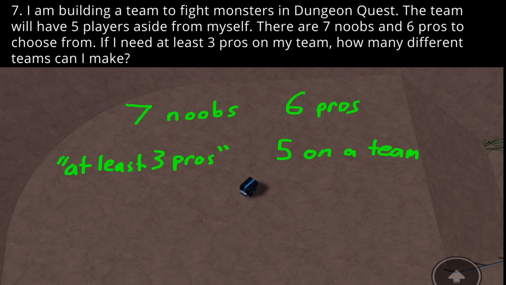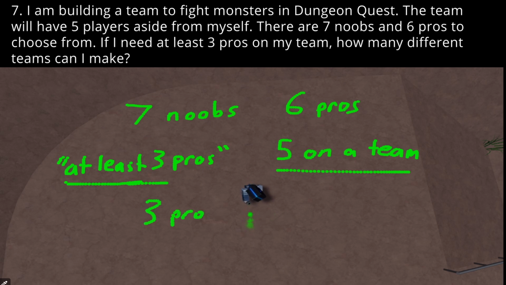So once again, notice how we have the words at least, and it says at least 3 pros. So this means we'll need to consider multiple possibilities. So I was thinking what those possibilities are so I can find each of the combinations for those possibilities and add them up. So we have at least 3 pros on our team, and there's 5 people aside from myself that's going to be on this team. Let's think of what options we have. We can have 3 pros, and if you have 3 pros, that means we must have 2 noobs left to fill the 5 on the team.